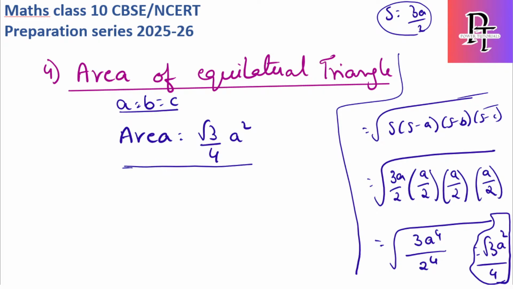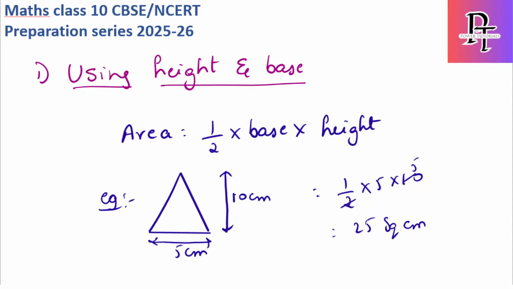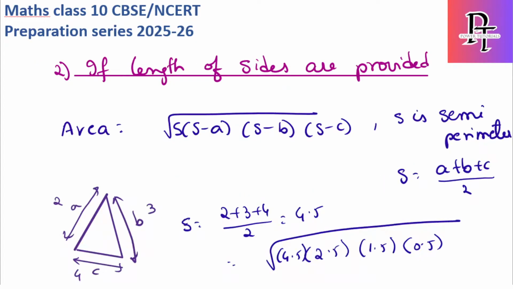So in total, 4 formulas we have discussed for the area of a triangle. First one, using height and base, which is very generic. If someone asks you what is the area of a triangle, you can say if base and height are provided, it is half into base into height. If the lengths of the sides are provided, then it is root of s into s minus a into s minus b into s minus c, where s is the semi-perimeter.